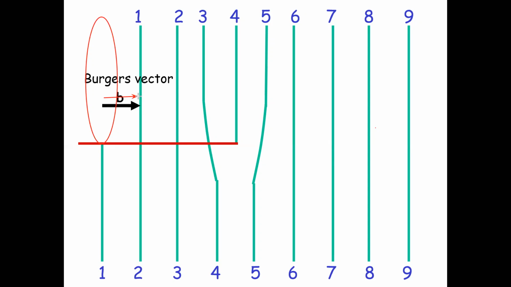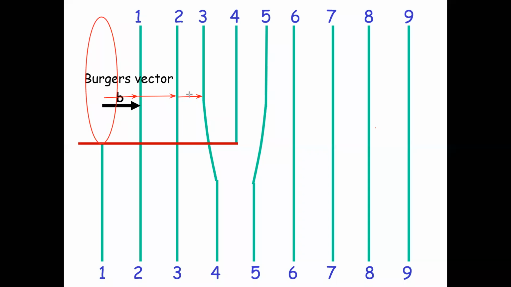Likewise, the second has shifted onto the third, and the third one has shifted on top of the fourth one. So the Burgers vector is basically a vector that represents the direction and magnitude of the shift under an applied load. Now what you can see is the shifting happens only above a particular plane.